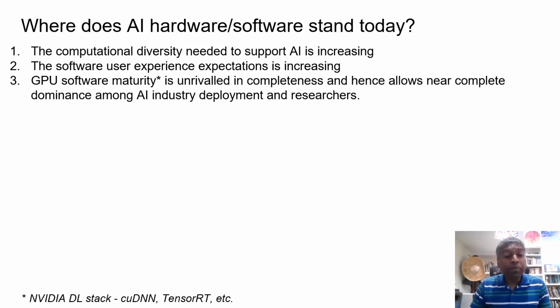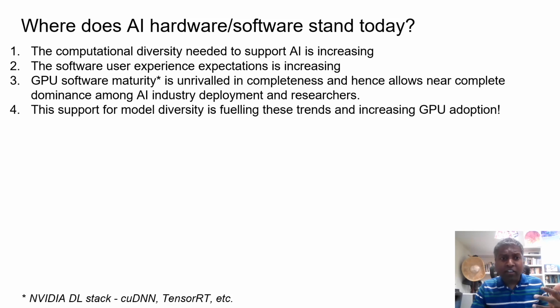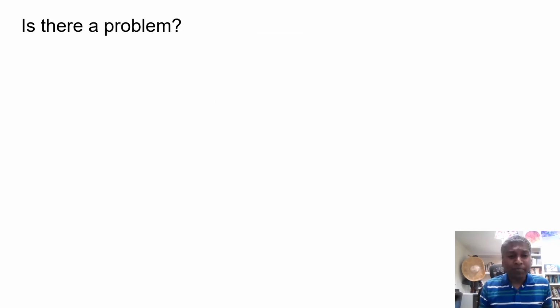Third, GPU software maturity, particularly NVIDIA with their deep learning software stack, is unrivaled in completeness. And that is allowing near complete dominance in AI industry deployment and among researchers. These two kind of go hand in hand. Because of this GPU support for model diversity, this is increasing GPU adoption. So GPUs are good at various different things and researchers are just using them to build models, right? So this all sounds good. Is there a problem?